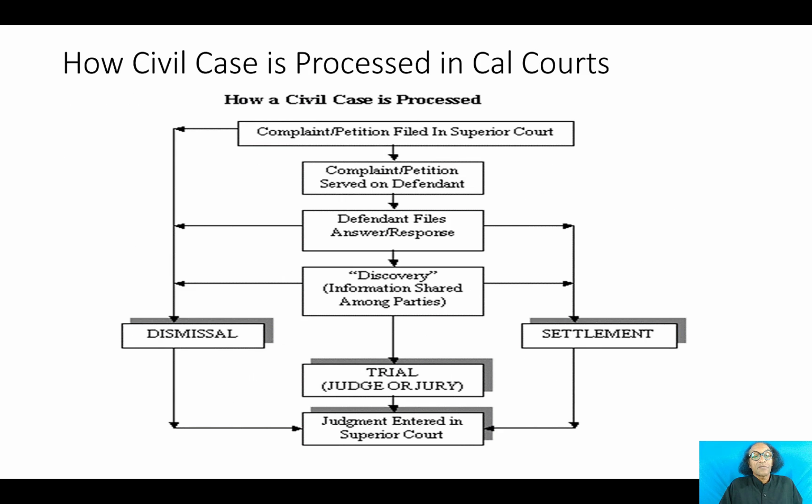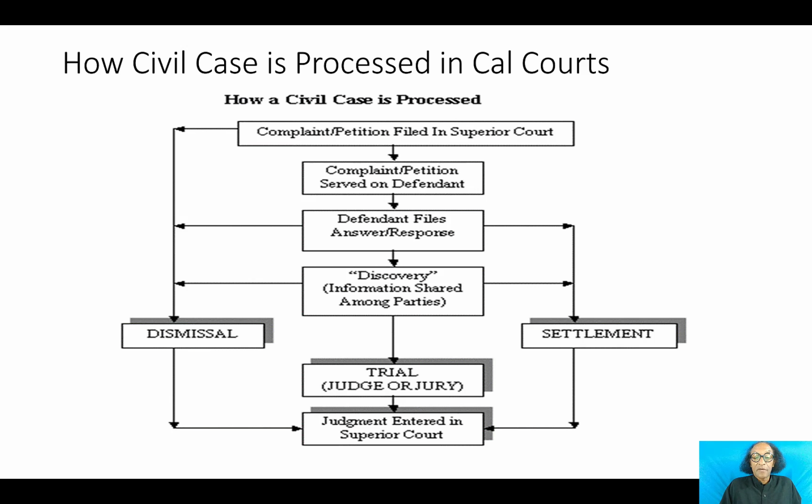So this is a chart of how a civil case is processed in California court. You can see at the top, a complaint or petition is filed in Superior Court, and then it's served on the defendant, and the defendant files a response. And then immediately after that, discovery begins. And at all of those stages, one of two things can happen.